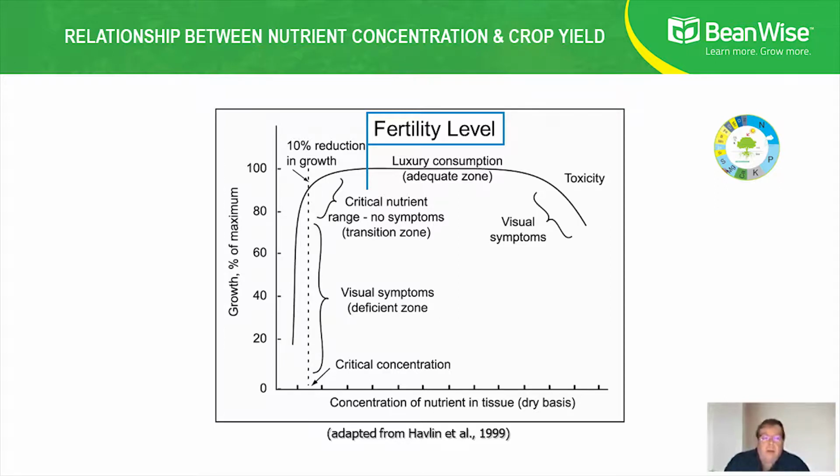As soil test values are deficient, we see an increase in yield as we bring those soil test levels up. That eventually plateaus, and that is where we have our critical level for our soil test values. And that varies by state and by soils.